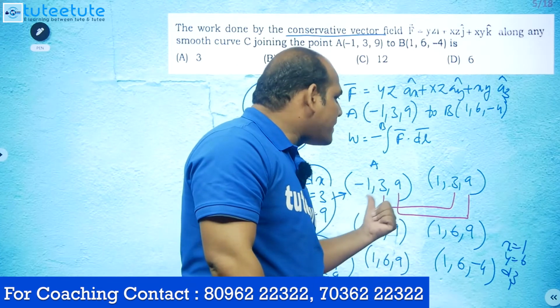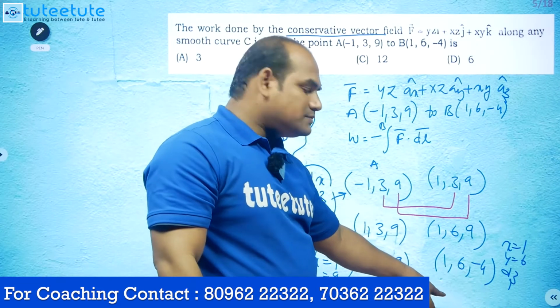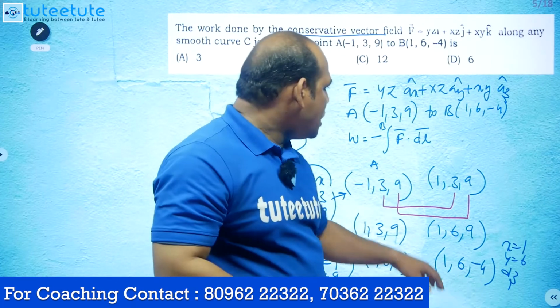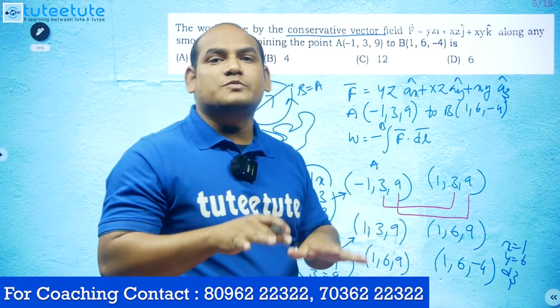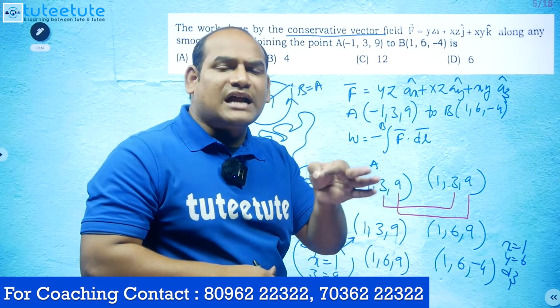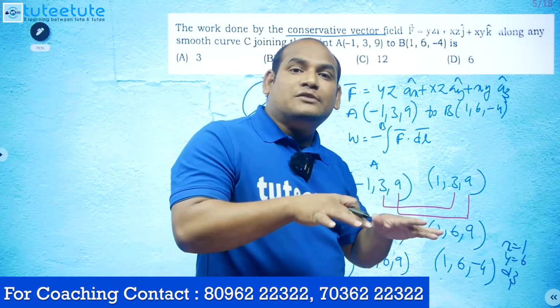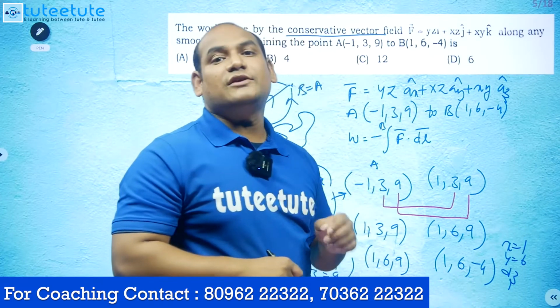Here x is changing from -1 to 1. Finally, we are at the point B. We have moved the charge from point (-1, 3, 9) to (1, 6, -4). What we have observed here is that first the charge has been traveling in the x direction, changing from -1 to 1. At that moment, we are fixing the y value at 3 and the z value at 9.